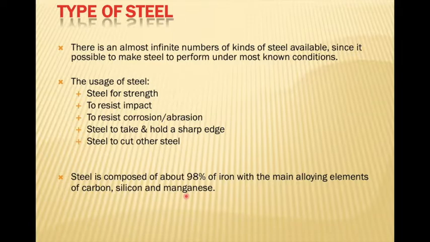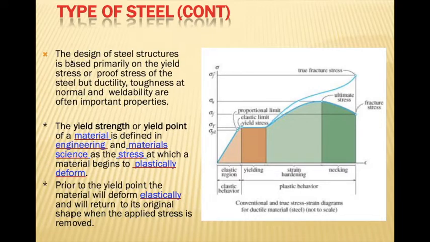As for steel, we can actually custom make the type of steel that we require, whether it is strong enough, whether it corrodes or not. So we can actually decide on that. The design of steel structures is based primarily on the yield stress or proof stress of the steel, but ductility, toughness, and weldability are often important properties as well.